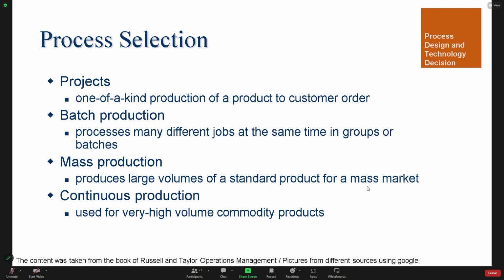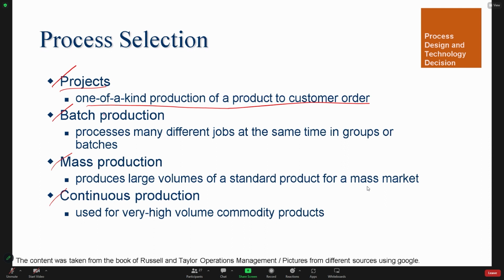Okay. Now, let's look at process. In a process, you can look at projects, batch production, mass production, and continuous production. When you say project, this is one of a kind. Let's say, for example, you wanted to create an event. You call it a project, yung event na yun, kasi one time lang yon, yung production na yon.